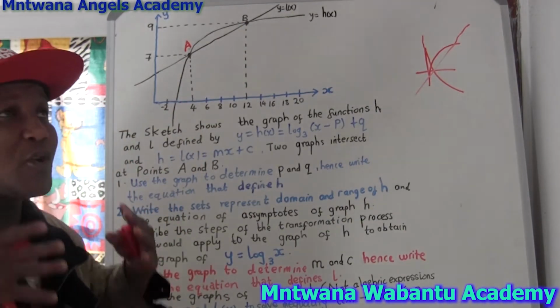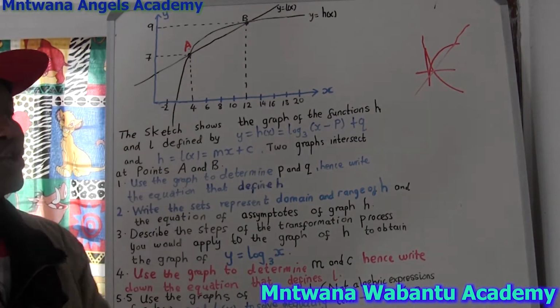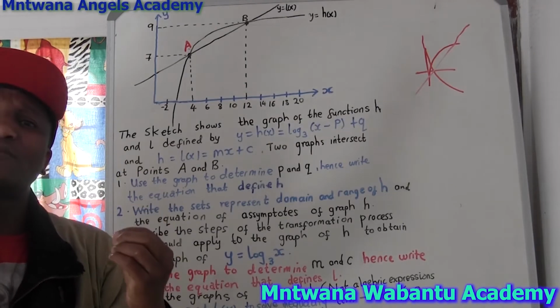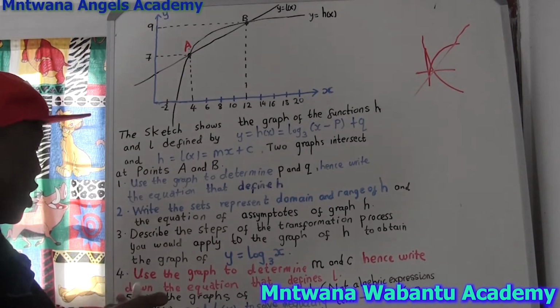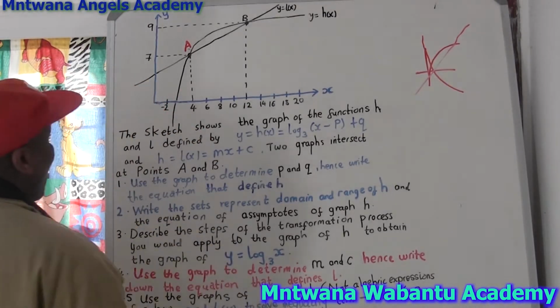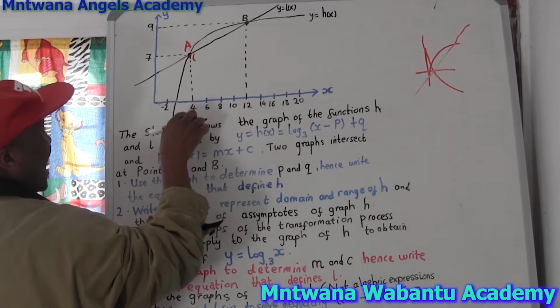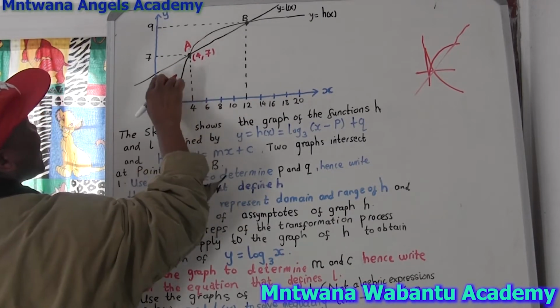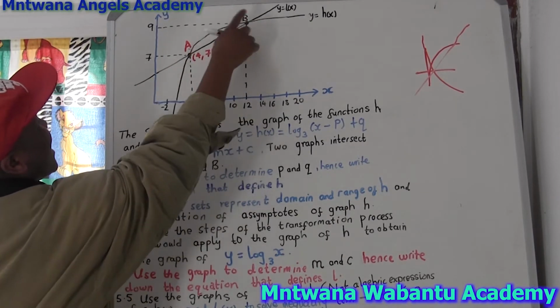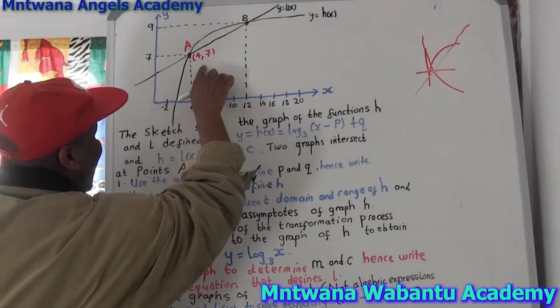Where they meet up, they intersect. So whenever the graphs intersect, you take those coordinates and substitute them in either of the two graphs, because they have a common coordinate. We know the coordinate of A. What is A? X equal to 4, and Y equal to 7. Both the straight line and the logarithm share the same common point.